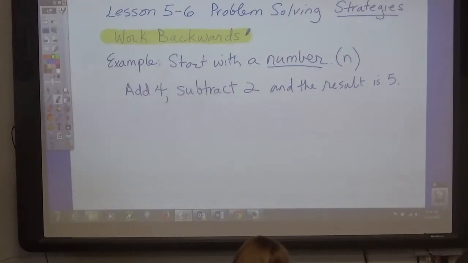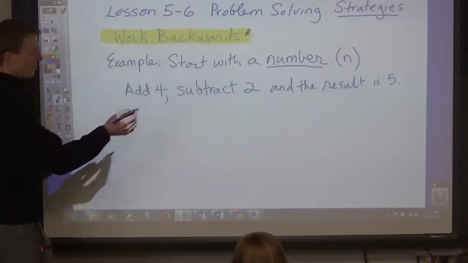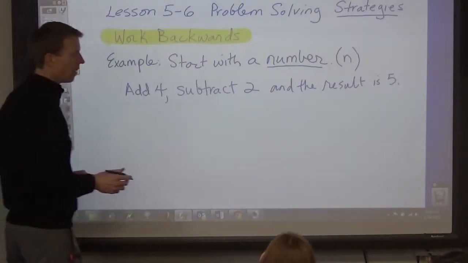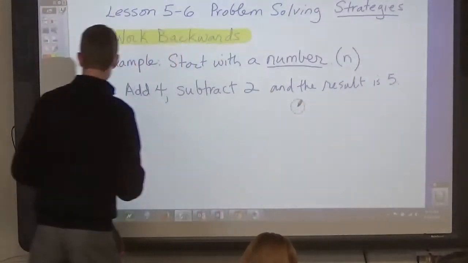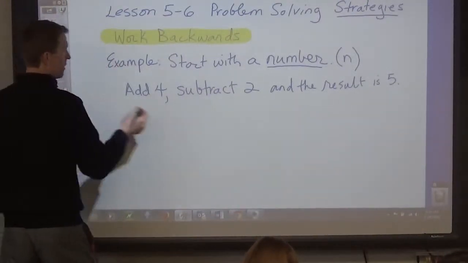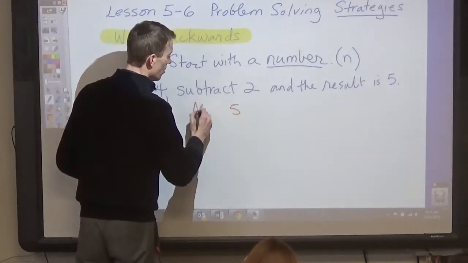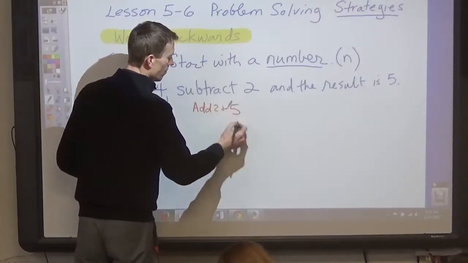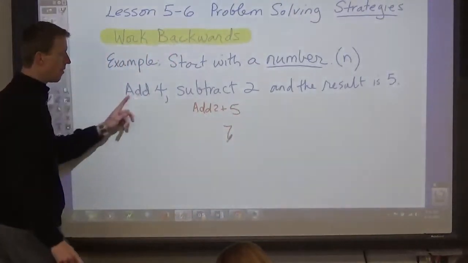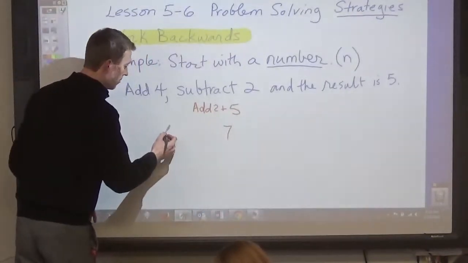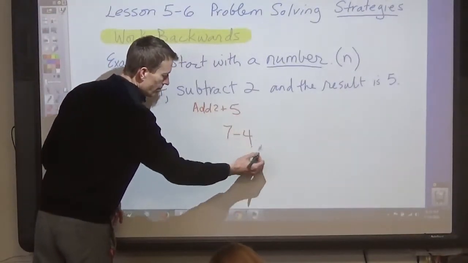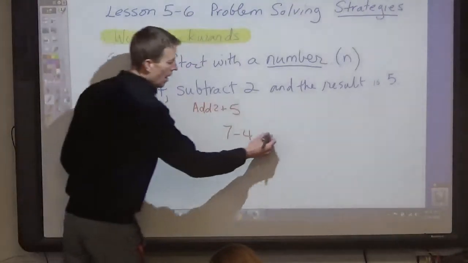That's a very, very simple problem of working backwards to find the answer. So what would you do to work backwards? Jacob? So you literally work backwards and, instead of adding or subtracting, you reverse it. So if the result is 5, and it said subtract 2, you start with 5 and you add 2, which is 7. And then instead of adding 4, you take away 4, and you get 3.